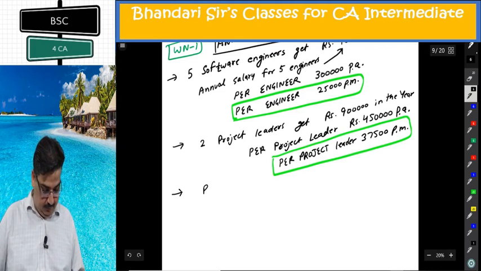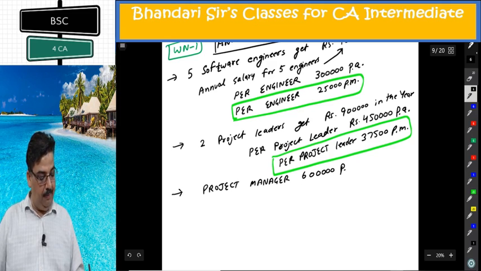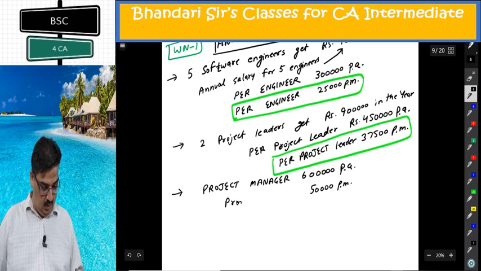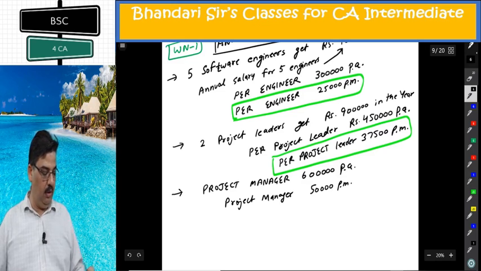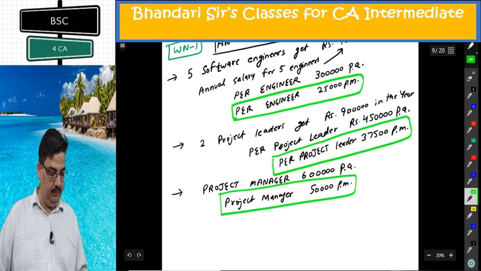Similarly, project manager, ₹6 lakh per annum divided by 12, 50,000 per month. He is a single man here. Project manager. So I have got rates of all the three categories of labor.